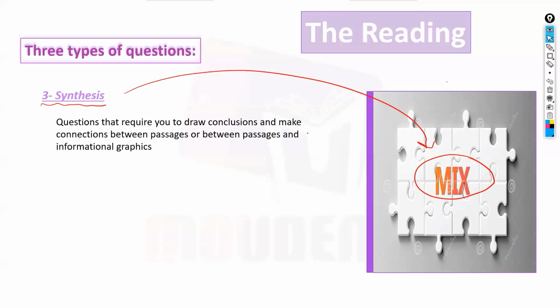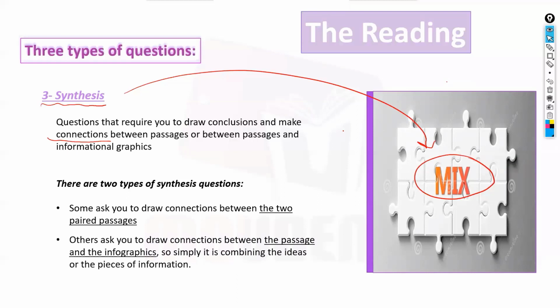Synthesis questions require you to draw conclusions and make connections, as I told you. You're combining and mixing between passages, or between passages and informational graphics. This is synthesis, the third type of reading question. Synthesis has two types. The first type asks you to draw connections between two paired passages. One passage could have two passages inside.